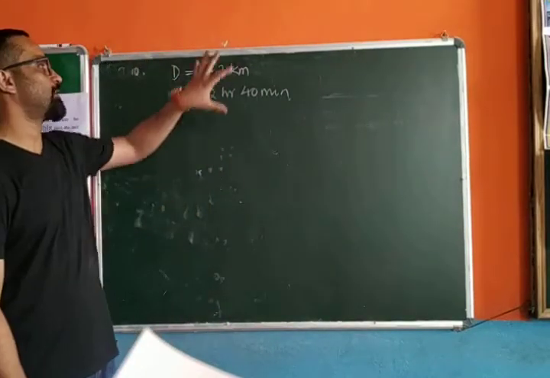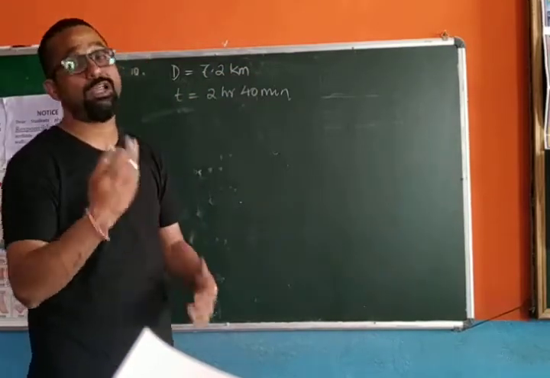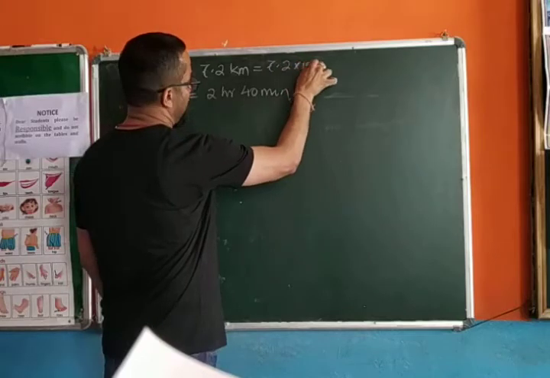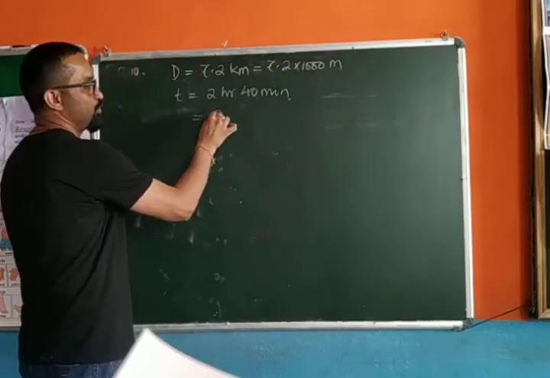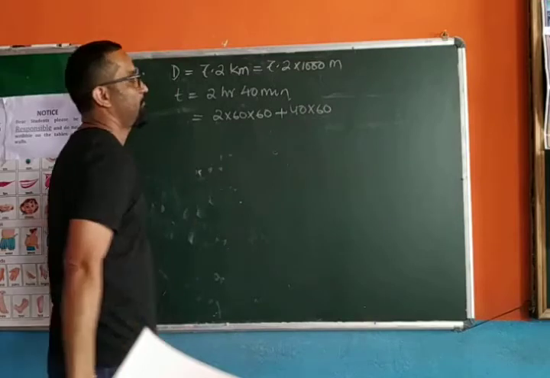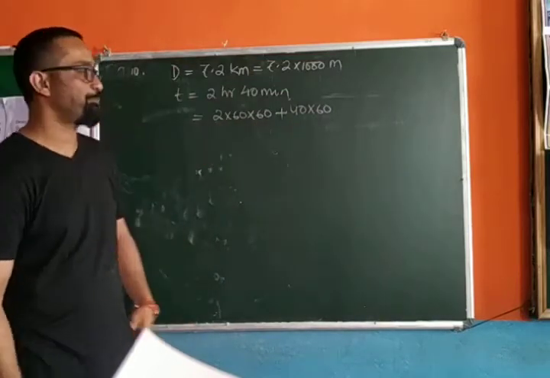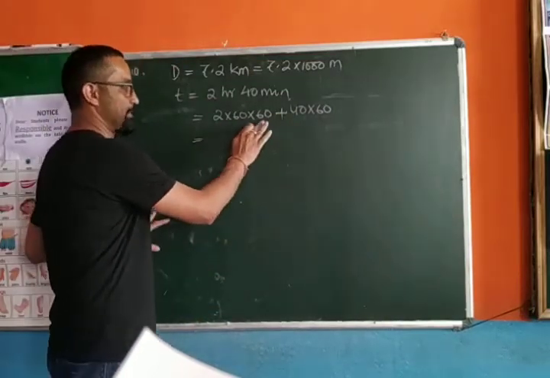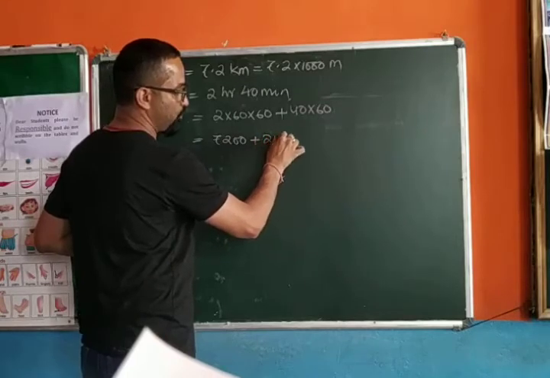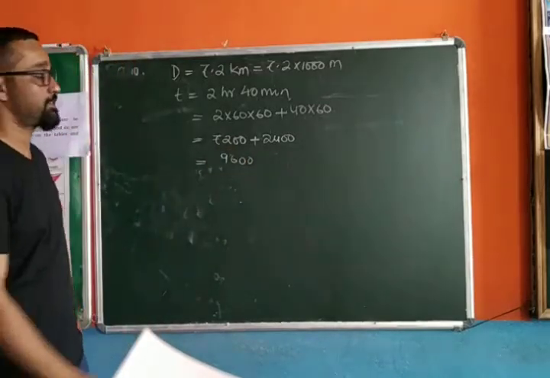There are 2 ways to calculate. Either you can convert this into meter and second, or get the speed in kilometer per hour and change it. So I am changing here only. 7.2 multiplied by 1000 meter, 2 into 60 into 60 plus 40 into 60. First you convert hours into seconds and this 40 minutes into seconds. 60 into 60 is 3600, 3600 into 2 is 7200, plus 60 into 40 is 2400, add it up, it is 9600 seconds.